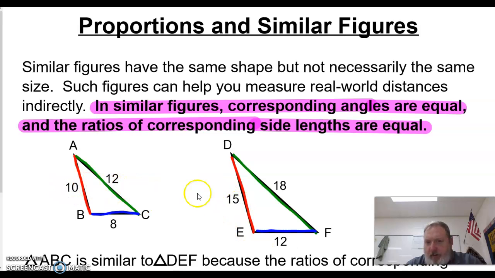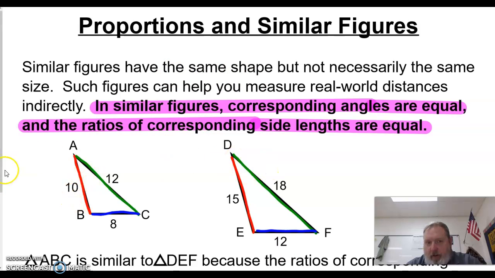The difference here is the ratio of sides. So you can see this one's 10. This is 1.5 times bigger. So 1.5 times 10 is 15. This side's 12. 1.5 times bigger is 18. This one's 8. 1.5 times bigger is 12. And so that's what you see in similar figures.